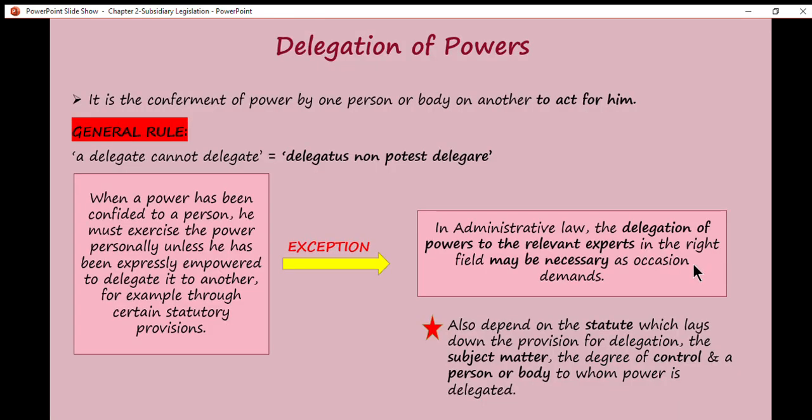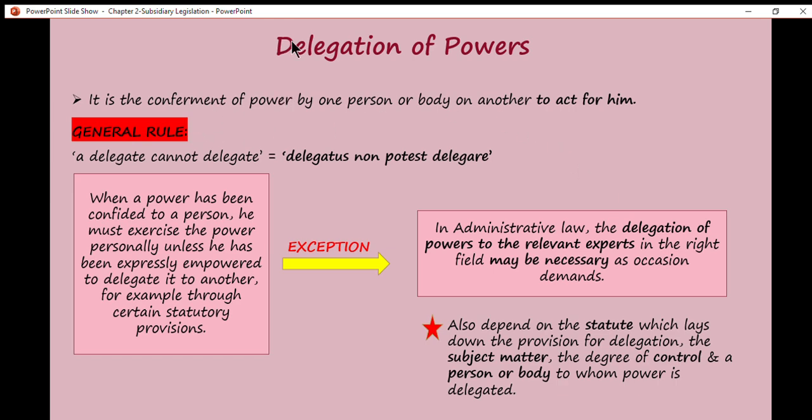So please bear in mind that any actions of a public authority outside of its powers or beyond its powers will be considered ultra vires. What is the effect of ultra vires? It will become null and void.